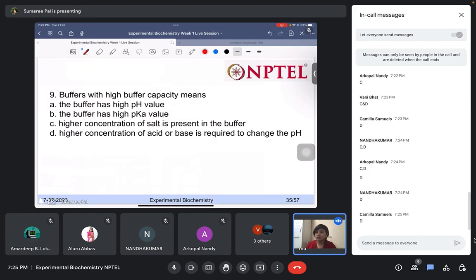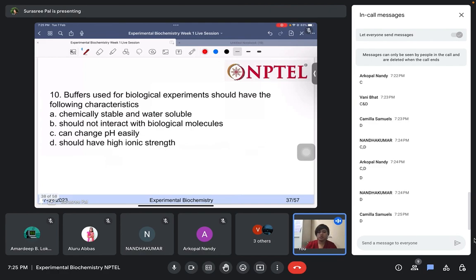Yes, the correct answer is that a higher concentration of acid or base is required to change the pH of the buffer with high buffer capacity. The correct solution is D. Next, question number 10.